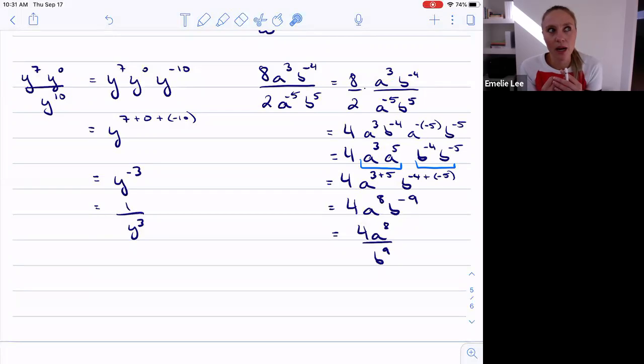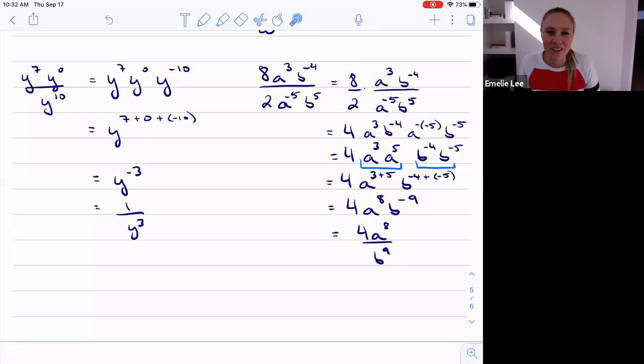Well, in my mind, once you've done enough of these, you just know that if you've got the same base up here and down here in the denominator, then you would just do 3 minus negative 5, and then you would have a to the power of 8. How else would I do it? Can I do it without bringing it up? Not really. Not for me, easily at least.